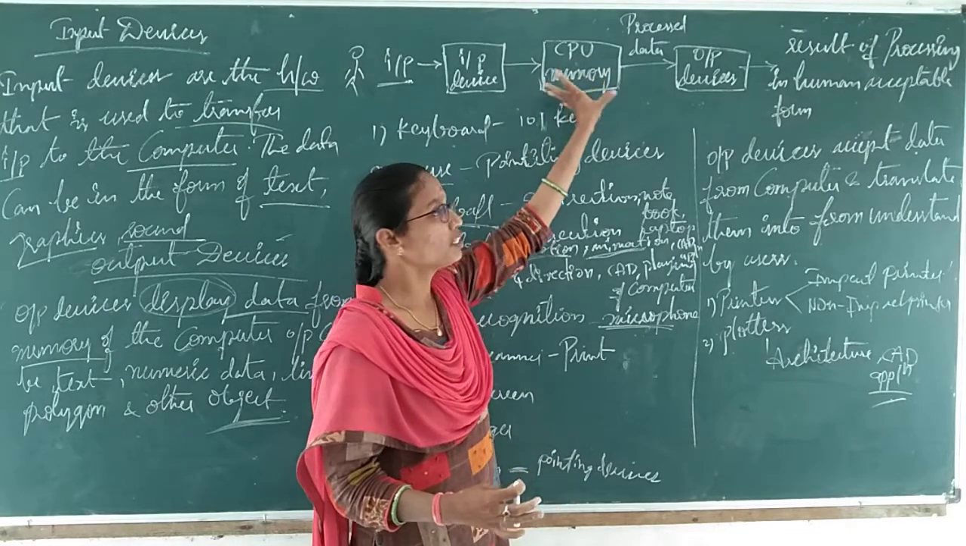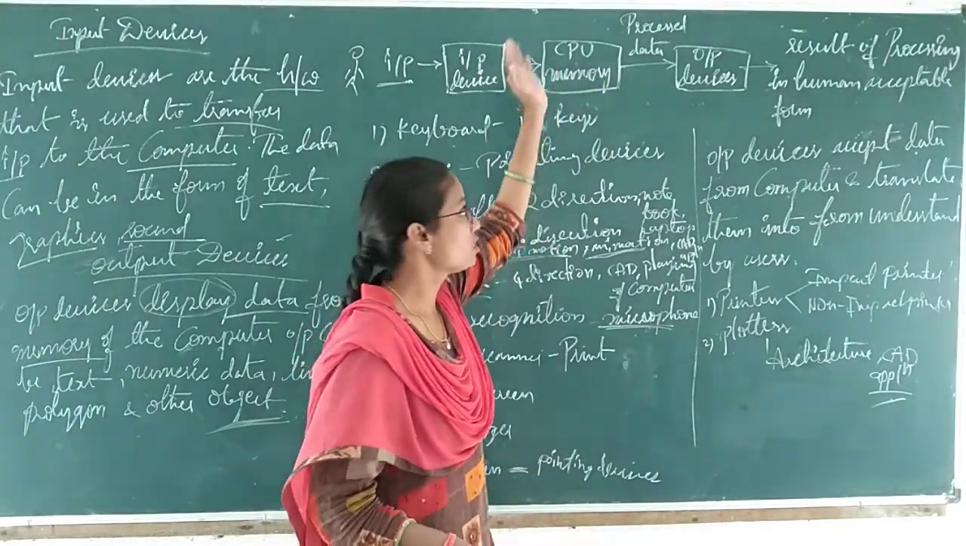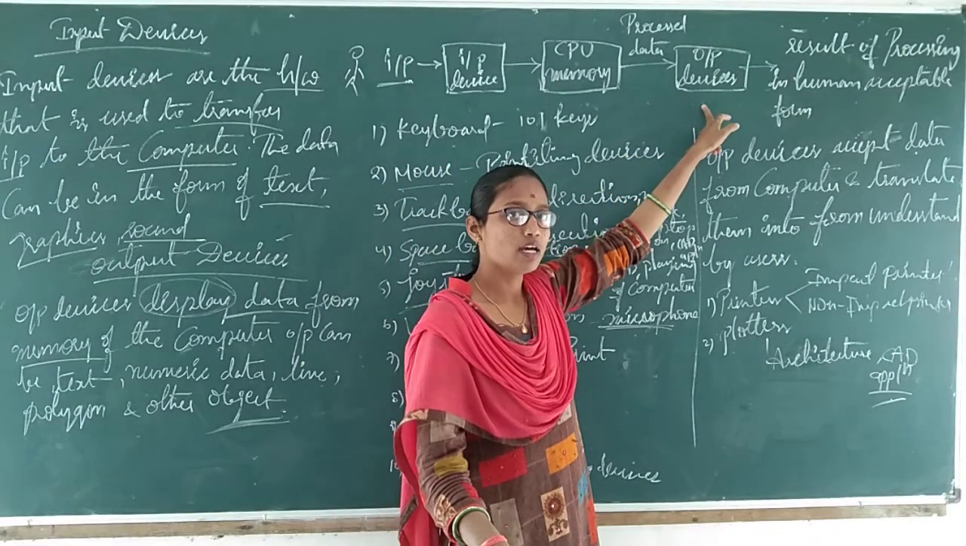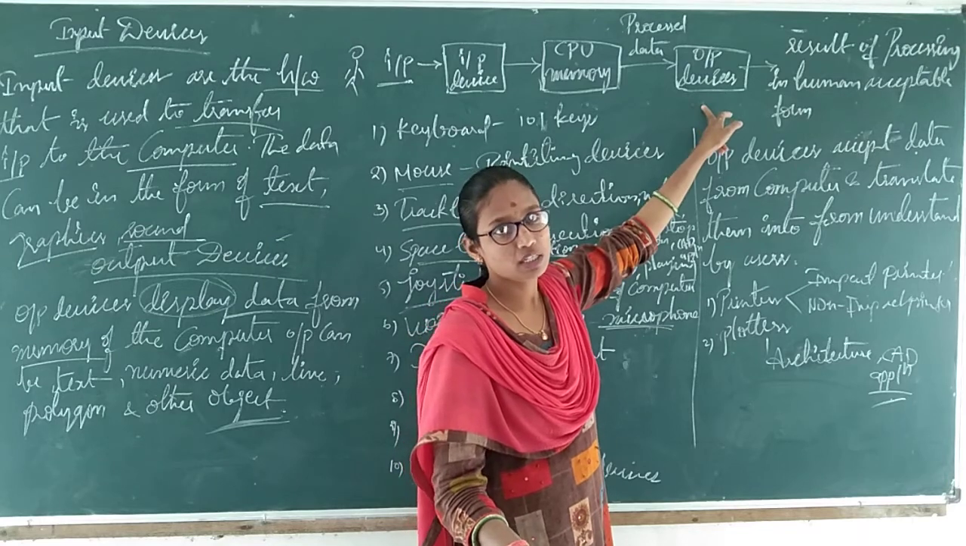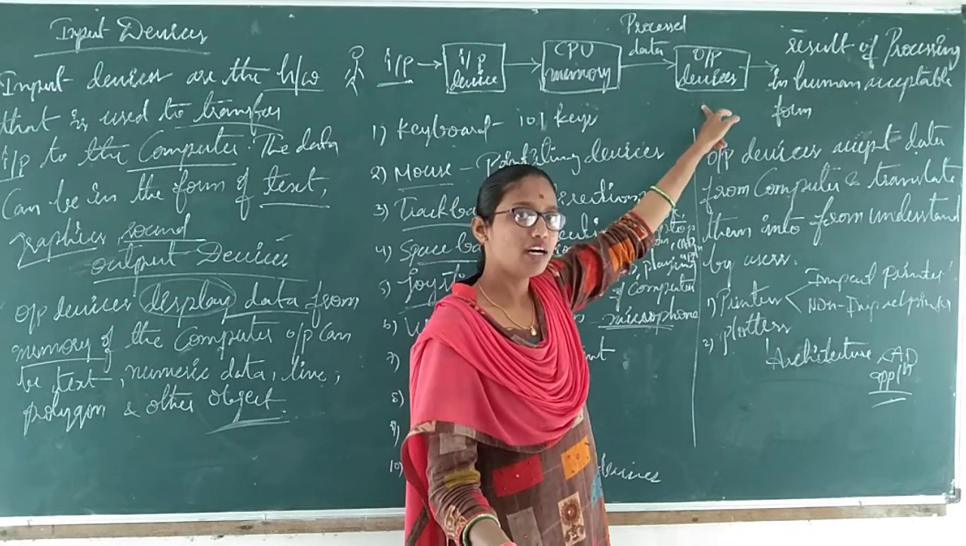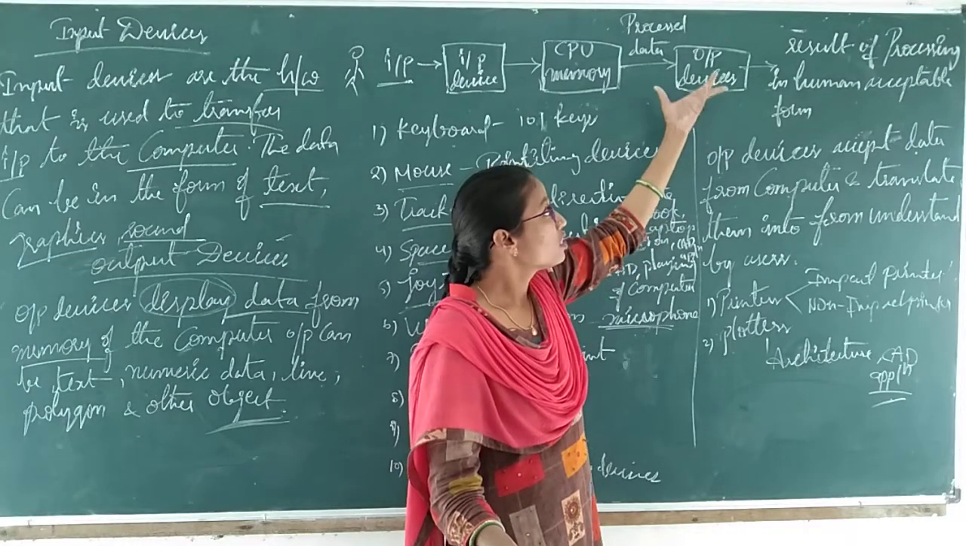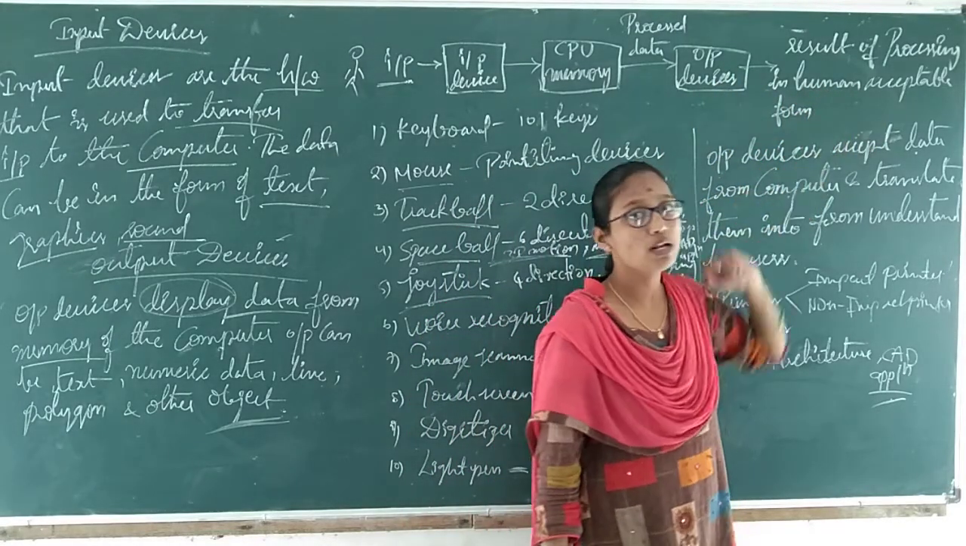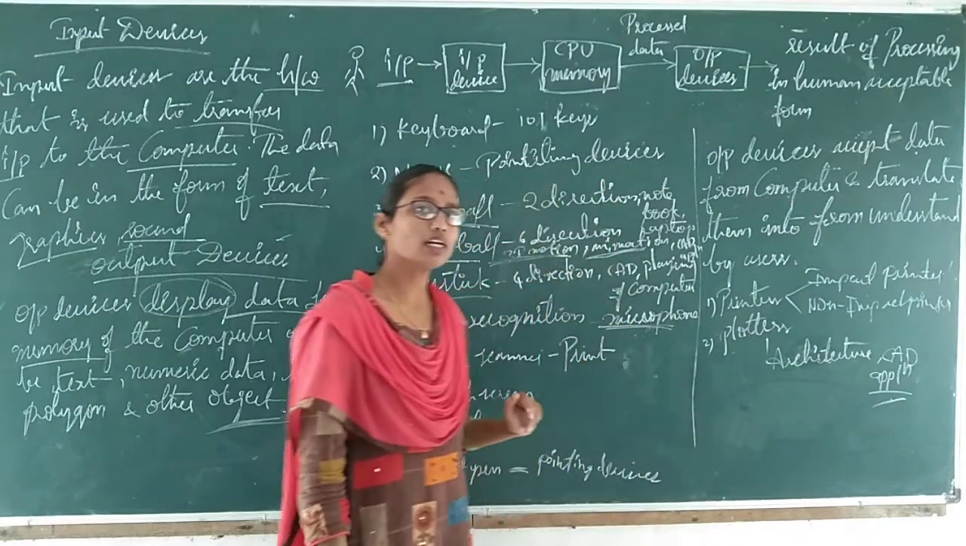After completion of the processing, processed data is sent to the output devices, like monitor, printer, plotter, etc. That processed information, the result of processing, is in human acceptable form. Clear?